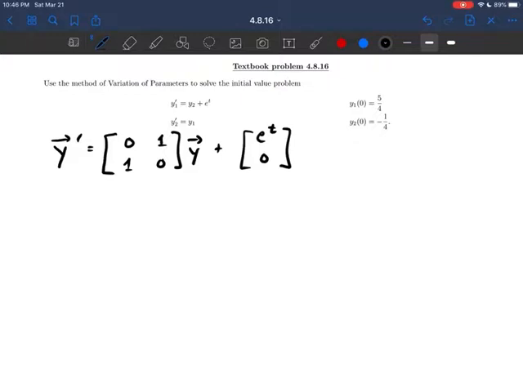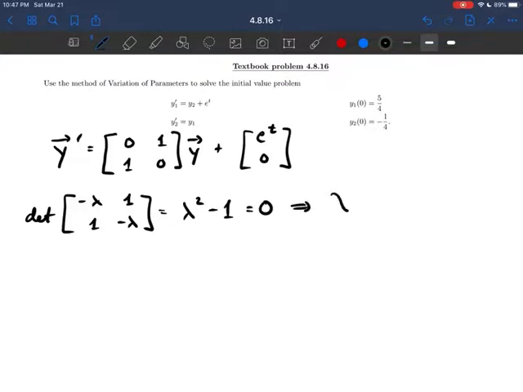So we're going to have to solve the eigenvalue problem. Right? So we have our matrix. We're going to subtract lambda down the diagonal. So we have negative lambda, 1, 1, negative lambda. And we're going to be taking the determinant of that. That's lambda squared minus 1, setting that equal to 0. We see that we have eigenvalues of lambda equals 1 and lambda equals negative 1.